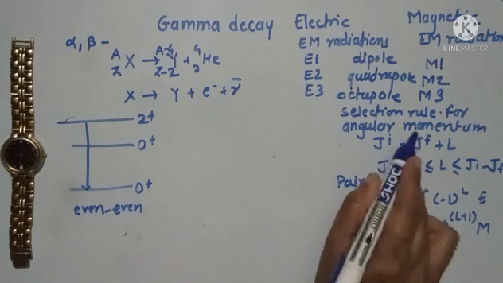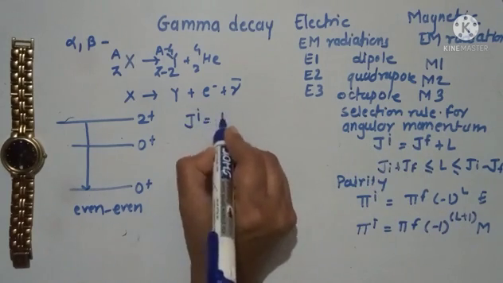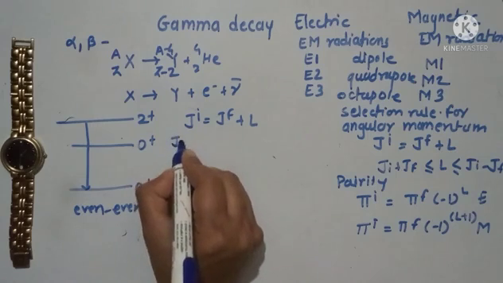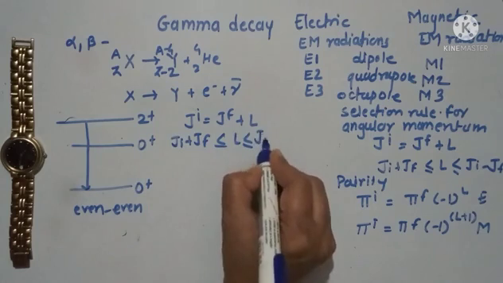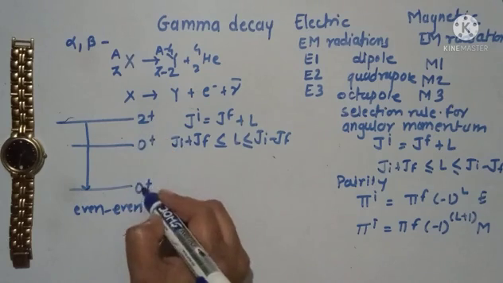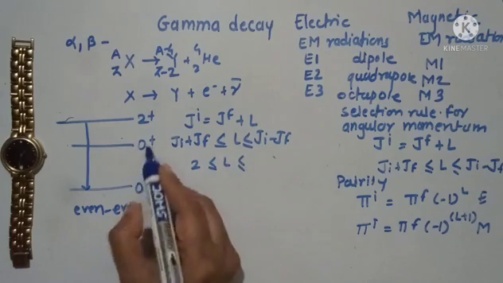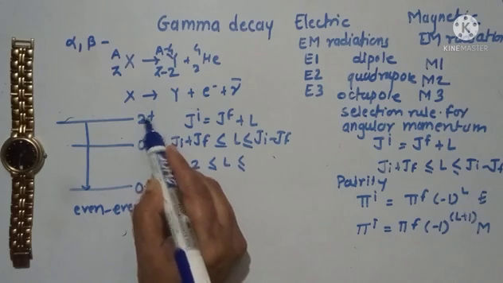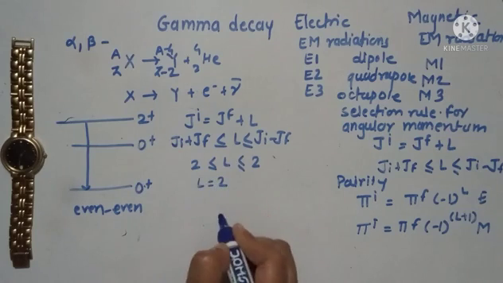Now we know the angular momentum selection rule, that Ji is equal to Jf plus L. Let me write this: |Ji minus Jf| less than or equal to L less than or equal to Ji plus Jf. So Ji minus Jf is equal to 2, less than or equal to L less than or equal to Ji plus Jf, that is also again 2, so L is equal to 2.